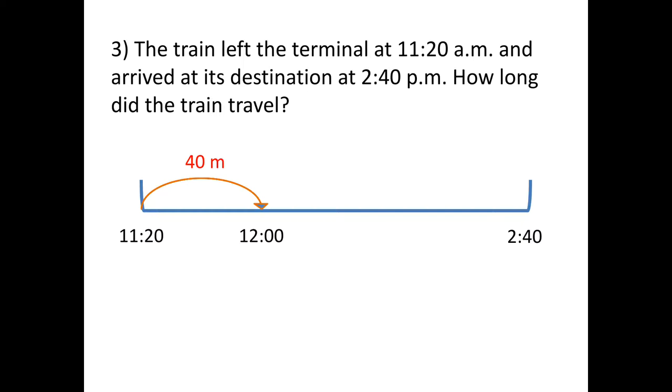Now, do I have any more hours to jump? Yes, I have from 12 till 2 because the end time is 2:40. So I have to jump from 12 to 2. What did I jump here? Put it over the arrow. I jumped 2 hours. Now, what is the part that's left over? From 2 to 2:40, I will do the last jump, and here I jumped 40 minutes.